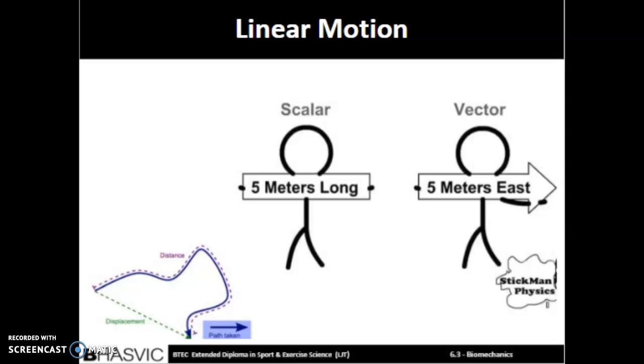Distance provides a measure of the total path the object took from start to finish, for example, as seen in the image above. So as we can see in the far left hand corner, the distance is the whole route it took. Whereas displacement is a vector. Unlike scalars, vectors have both size and direction, showing both how far and in what direction an object is travelling. An example of a vector would be displacement.